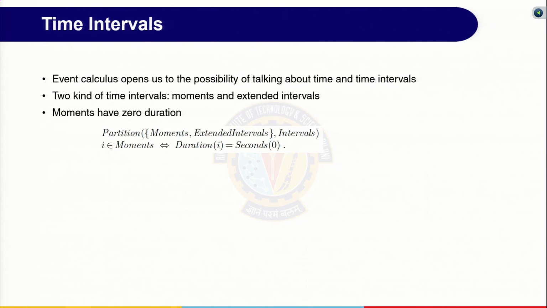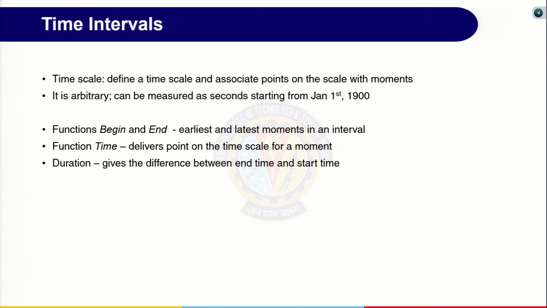And the event calculus also allows us to talk about time and time intervals. There are two kinds of time intervals: moments and extended intervals. A moment is just defined as a time interval with zero duration. So if I is a moment, then it suggests that the duration of I is 0 seconds. So the time intervals have a partition set of moments and extended intervals. We are now defining the time intervals more concretely, and that has two subclasses, which is a partition of the intervals: moments and extended intervals.